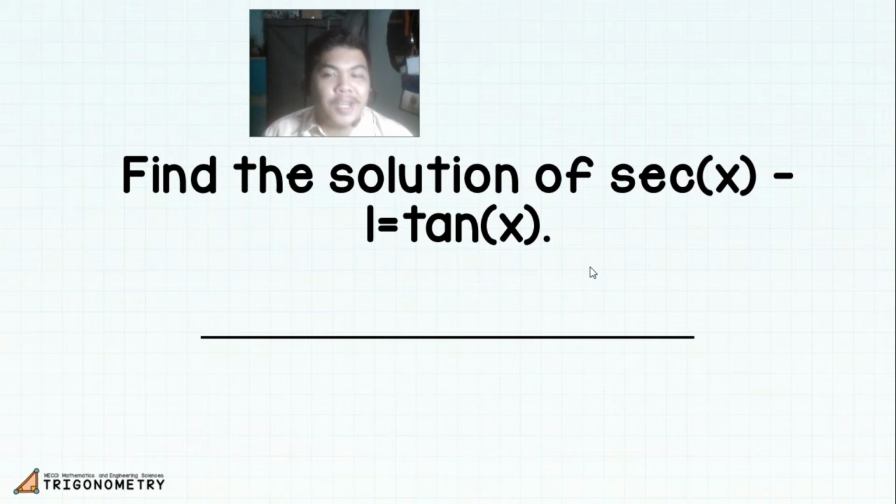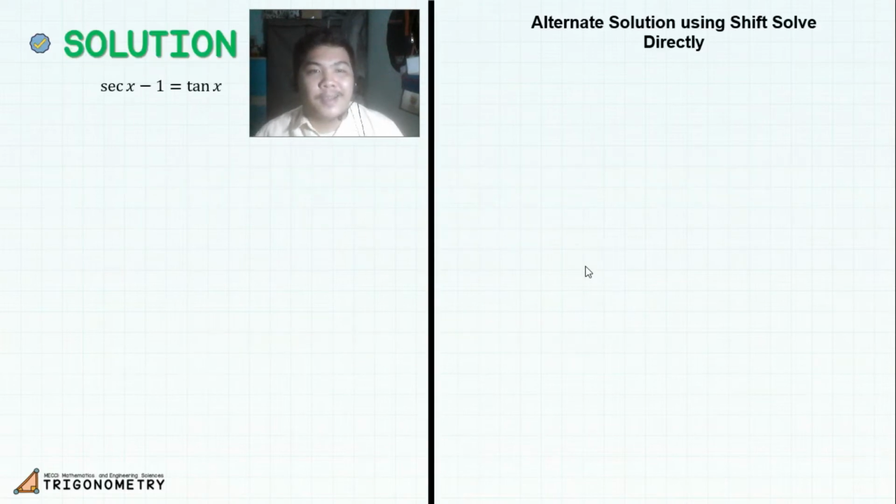Let us proceed to our question over here. Find the solution of secant of x minus 1 is equal to tangent of x. Our goal here is to look for the value of x in our equation. We can easily input our equation to the calculator, but since it will take a longer time to solve in our calculator, we are trying to simplify our equation.